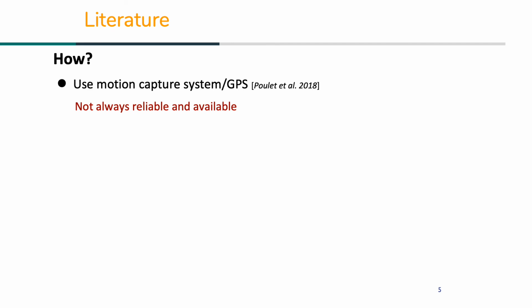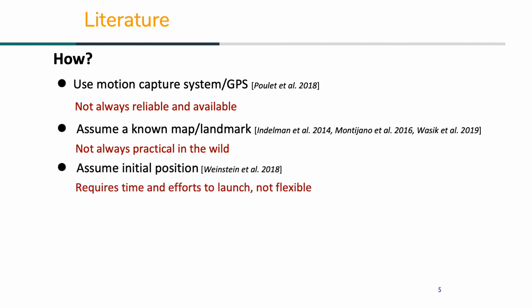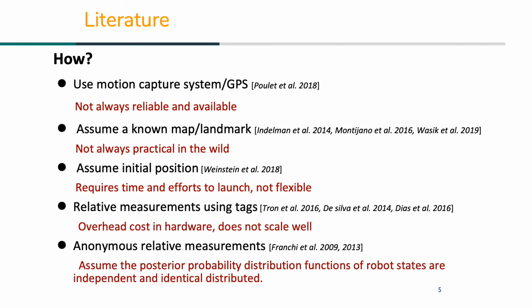How is this achieved in the literature? Well, one obvious solution is to use a motion capture system or GPS, or assuming we have a known map or landmarks, or assuming that the initial position is measured, or using the relative measurements between robots with or without tags.